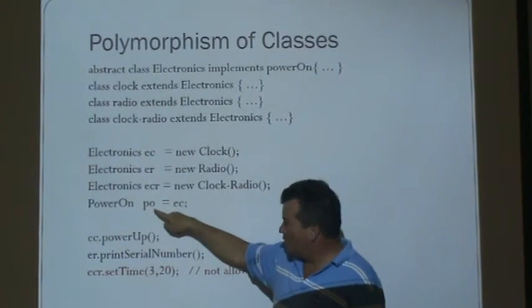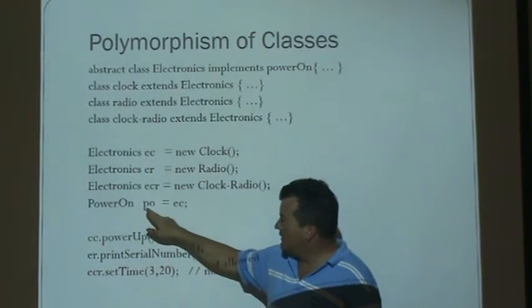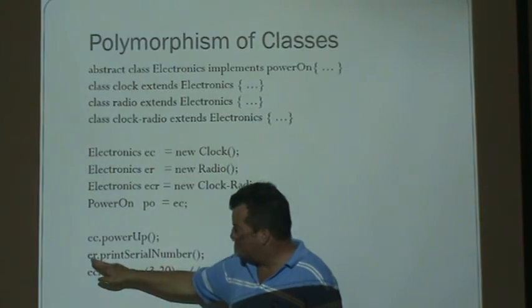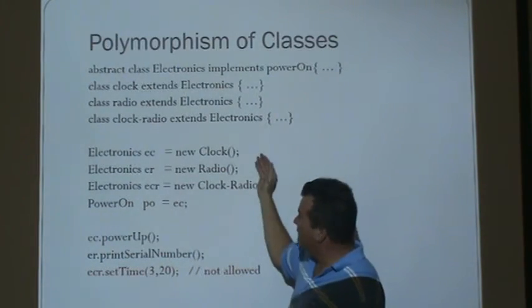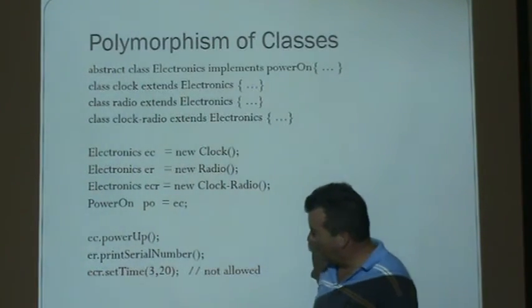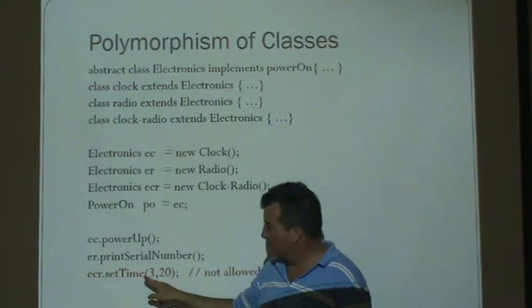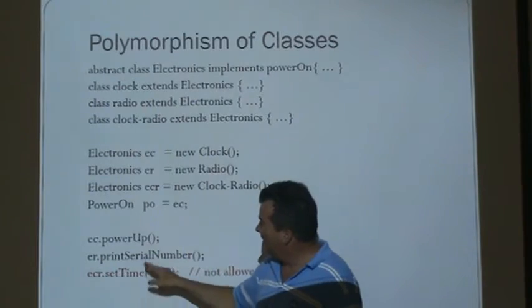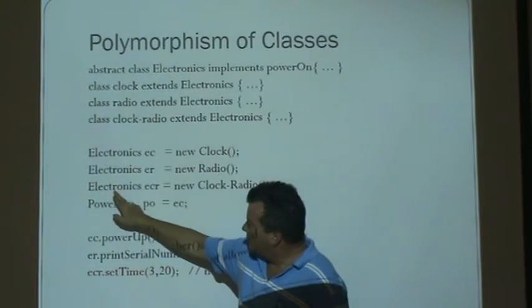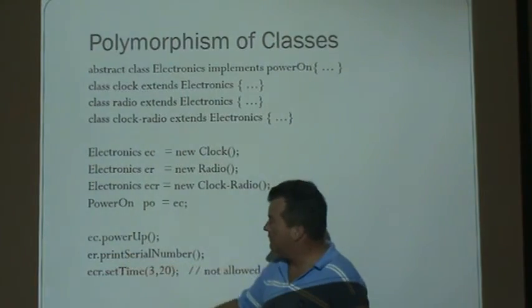Now, should I be able to start calling set time and functions that are very specific to a clock using this reference? For example, I could say EC power up. I could say ER print the serial number, because I inherited serial number from Electronics. But what I can't do is take the clock radio and call the setTime method, because, well, here's where it kind of gets debatable. An Electronics doesn't have a method called setTime. Only clocks and clock radios have those.